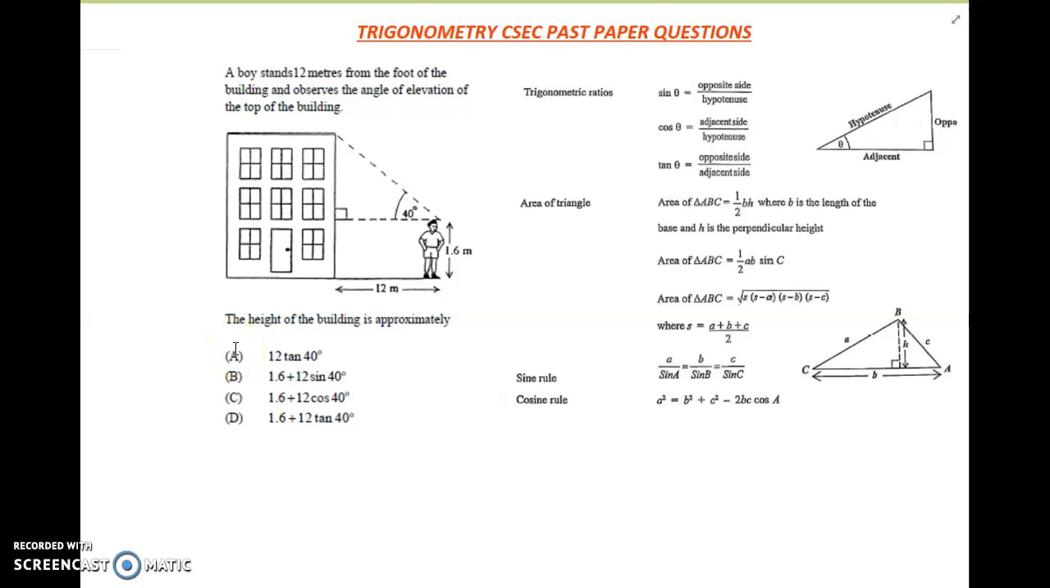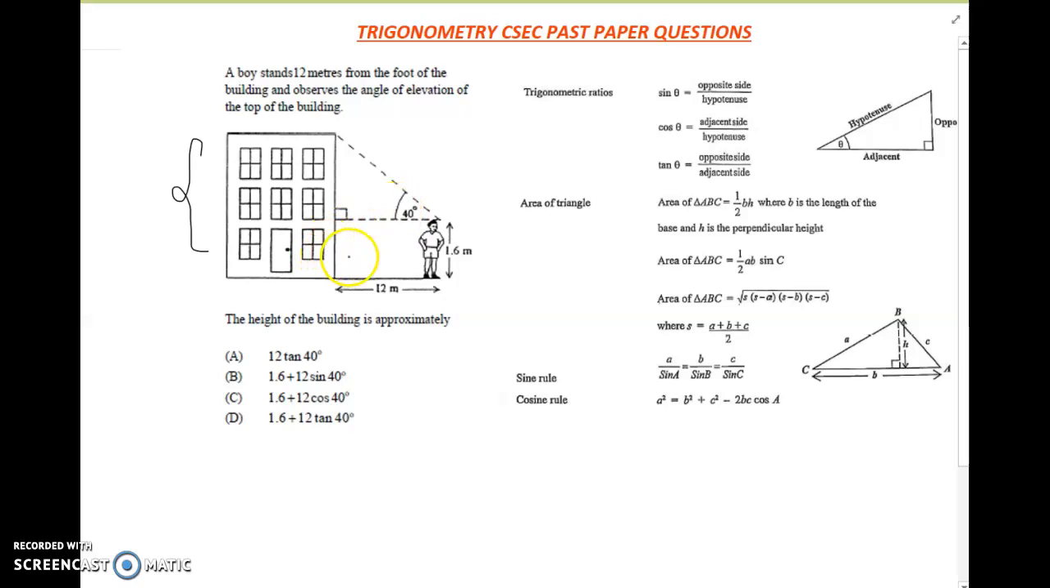Now this question, let's look at it here. It says, a boy stands 12 meters from the foot of a building and observes the angle of elevation of the top of the building. So we have our diagram here. This is our building, and the boy is standing here. The boy is 1.6 meters in height, and he is 12 meters away from the building. The angle of elevation is what they showed here, that's the 40 degrees.